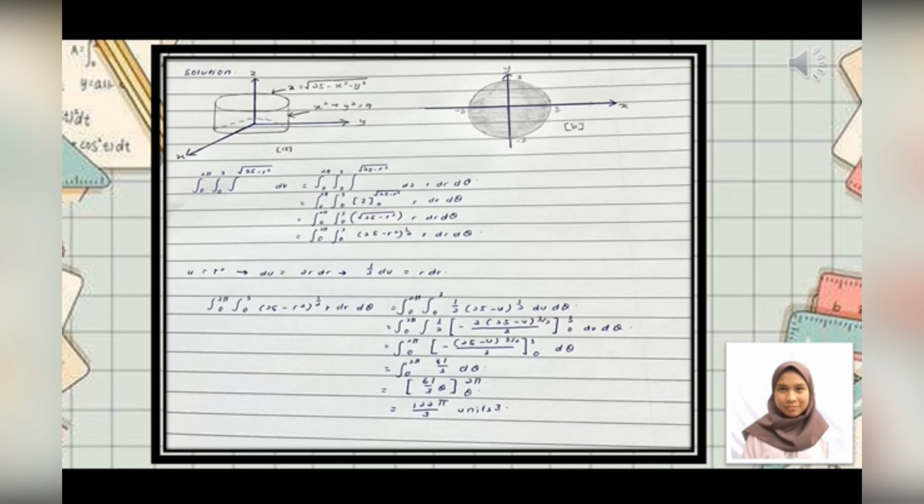The equation is the integral from 0 to 2 pi, from 0 to 3, of the bracket 25 minus r squared to the power of 1 over 2, times r dr. So let's assume u equal to r squared, du equal to 2r dr, then 1 over 2 du equal to r dr. So we substitute u for r squared, du equal to 2r dr, then 1 over 2 du equal to r dr. Lastly, after we derive the equation, we get a final answer of 122 over 3 unit cubic.